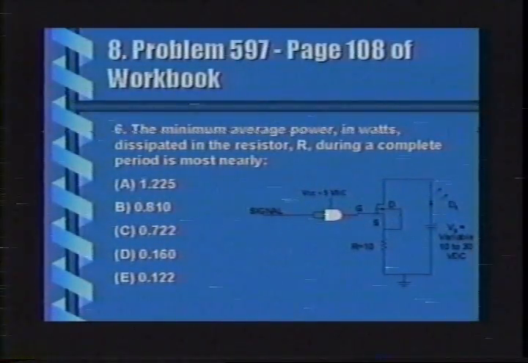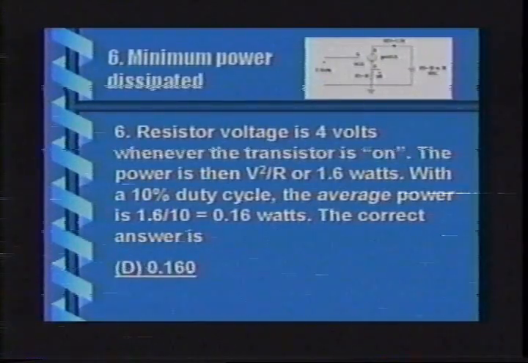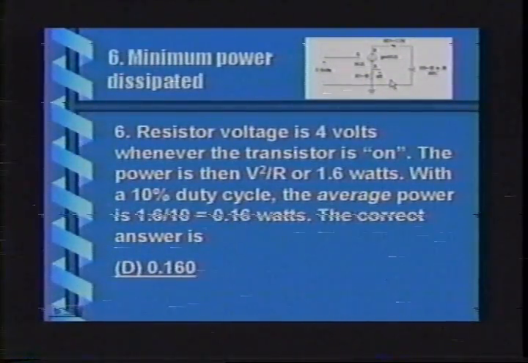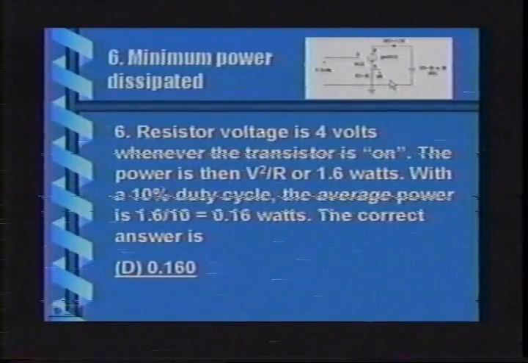Well, now you're asked for the minimum average power dissipated in the resistor during a complete period. Once again, the voltage across this resistor is 4 volts whenever the transistor is on. So the power when the transistor is on is V squared over R, or 1.6 watts. With a 10% duty cycle, the average power is simply 1/10 of this, or 0.16 watts. This is selection D on the possible answers.